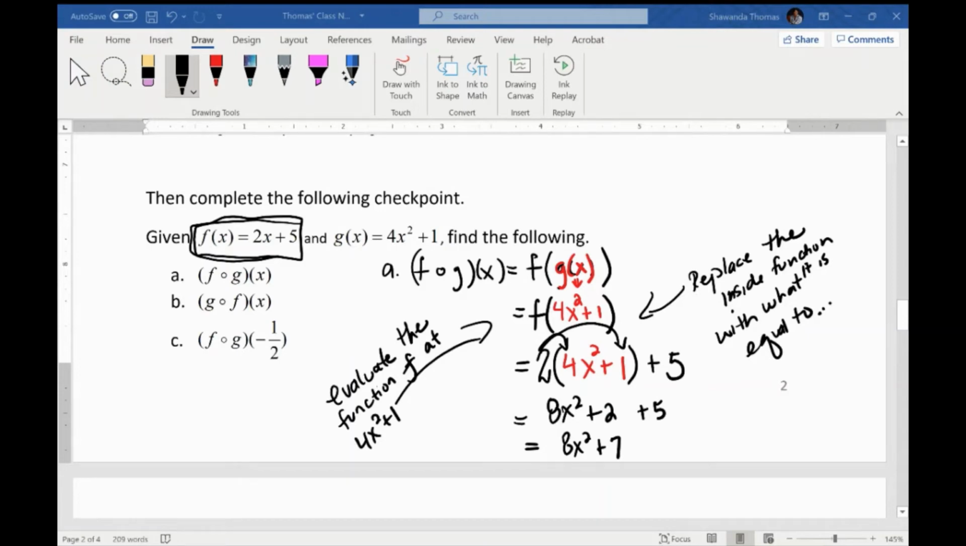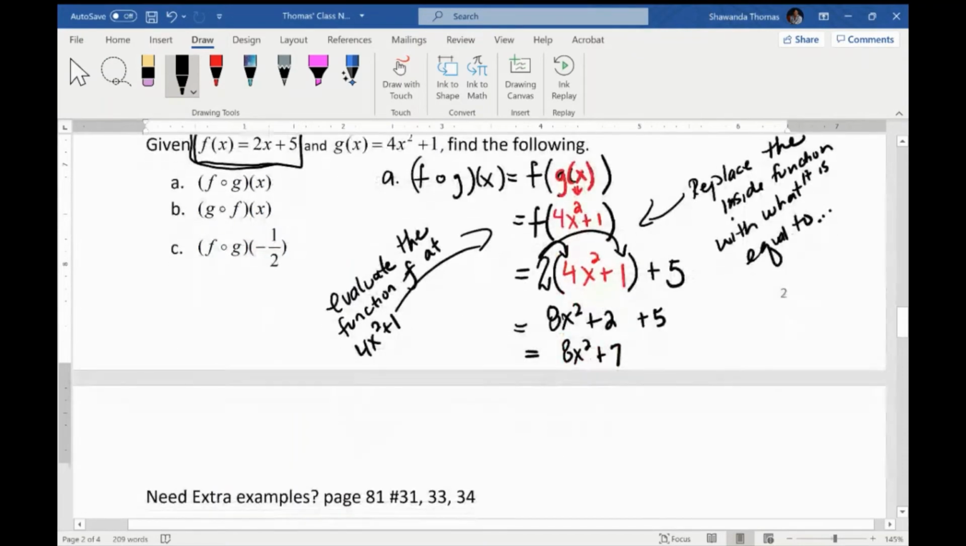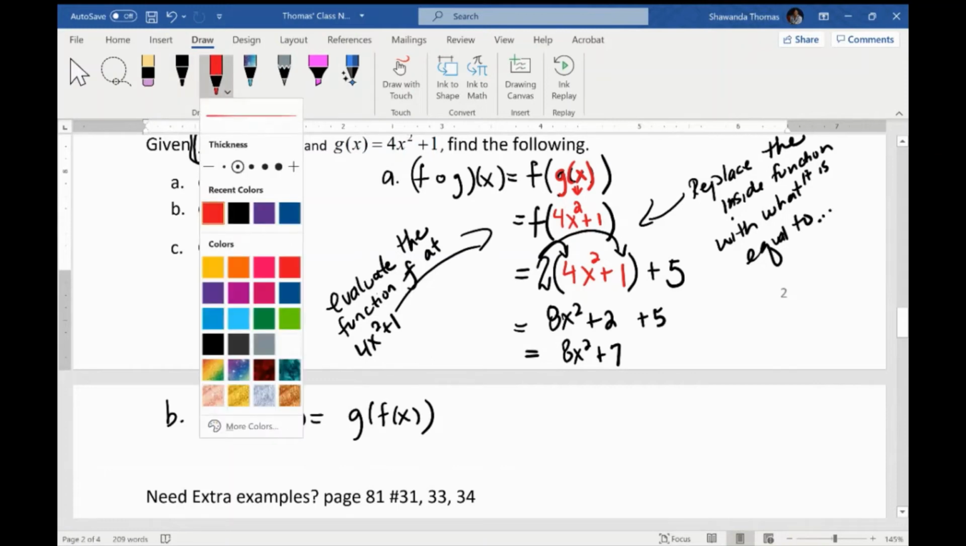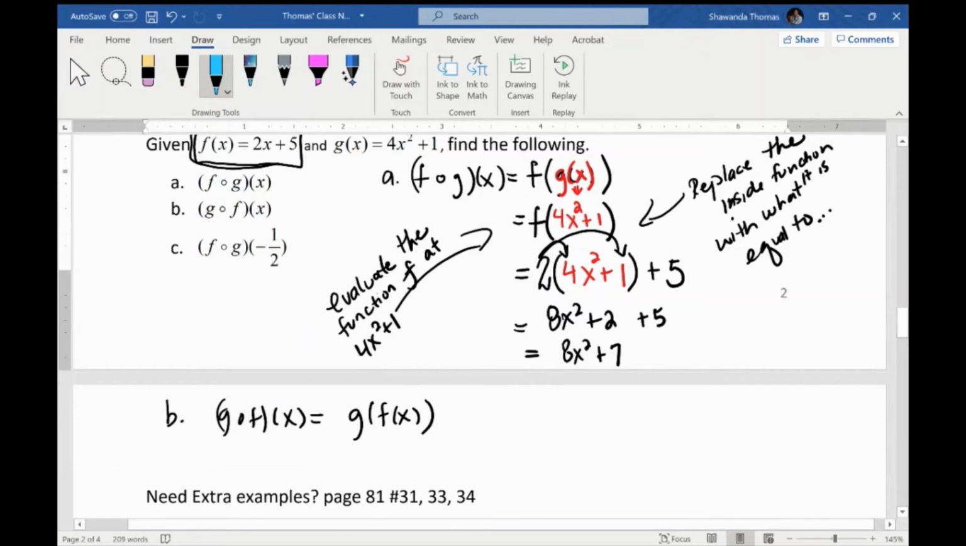We're going to do B and C, and we're going to move on to something else. Let's try B now. B is g of f of x. So that equals g of f of x. What's the inside function this time? 2x plus 5, or f of x. Yep, y'all doing good.